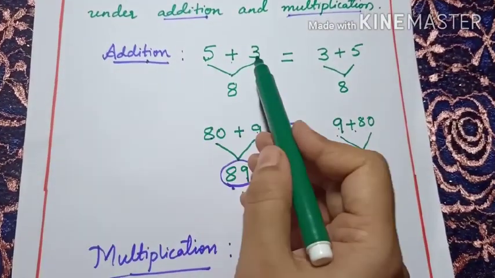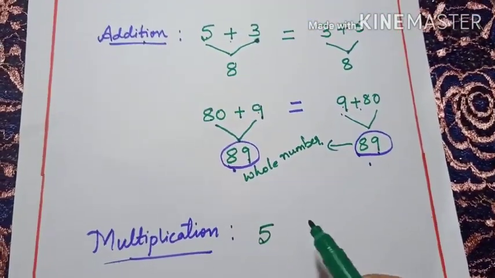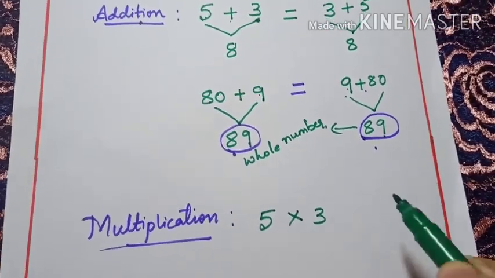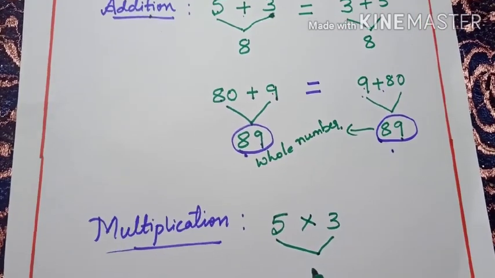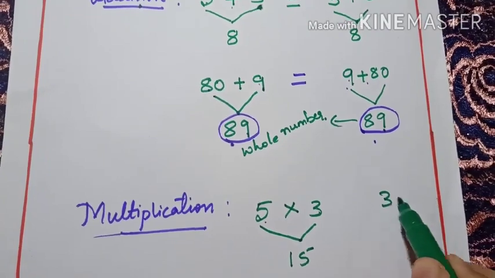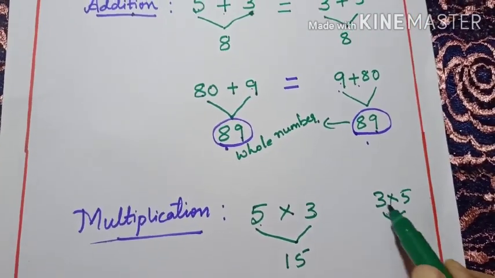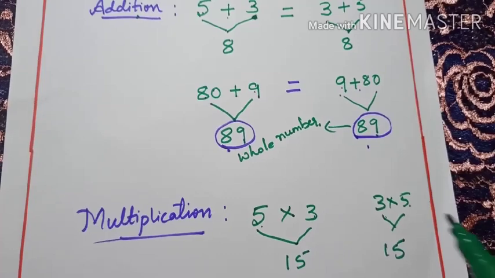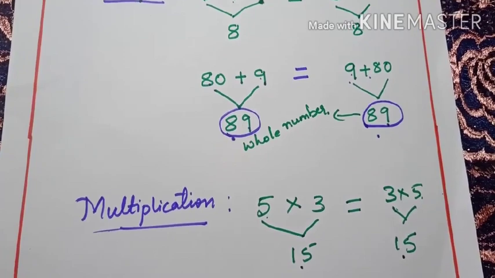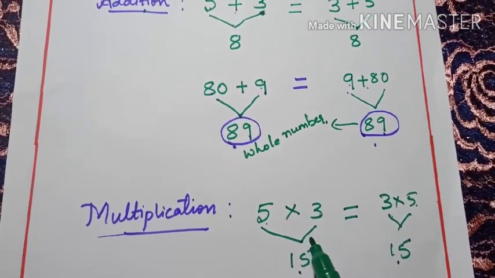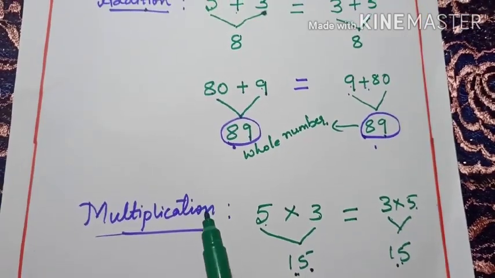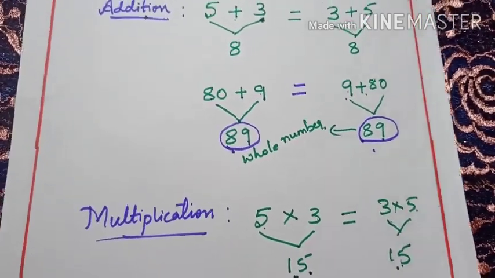Let us take these two examples itself, this 5 and 3. Since we are doing multiplication, you have to multiply. 5 into 3, 5 3s are 15. Also, when you change the order of this, 3 into 5, 3 5s are 15. So 15, here also 15. Hence, these both are equal and the answers are the same. So it satisfies the commutative property.